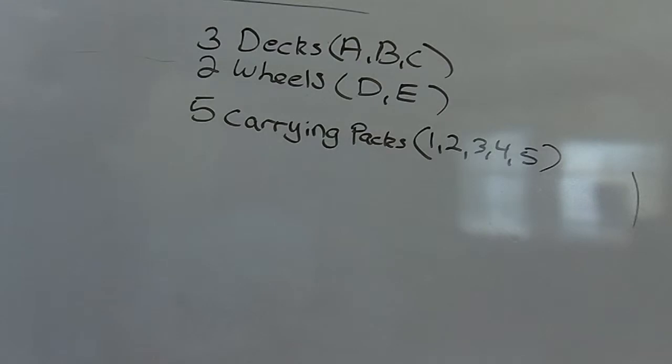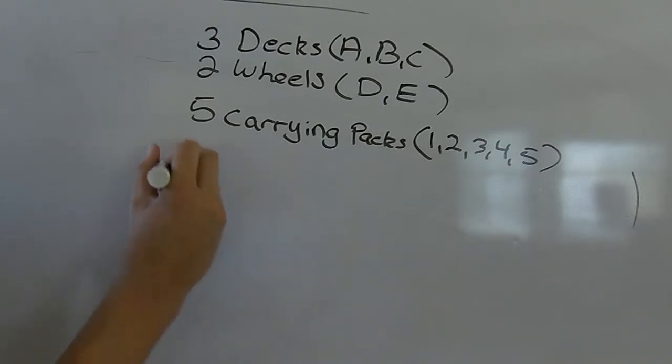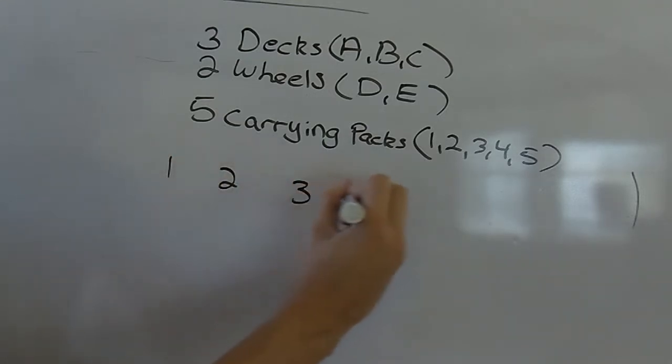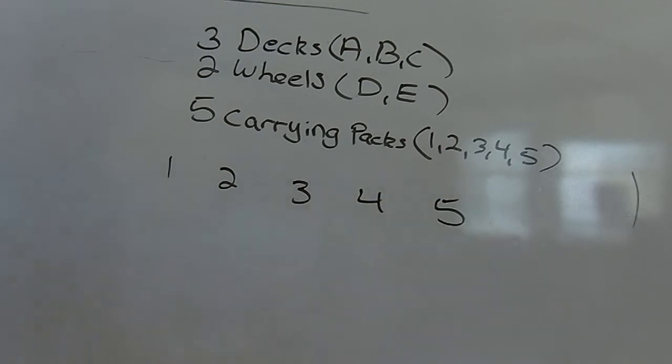Okay? So now the number of total outcomes is going to be even bigger because we have more options to choose from. We have 3 different choices now. We can choose a deck, a wheel, and a carrying pack. So again, it's the same as it was before. You can start with whatever you want. You can start with a carrying pack. Okay? And so there are 5 different carrying packs. 1, 2, 3, 4, and 5.